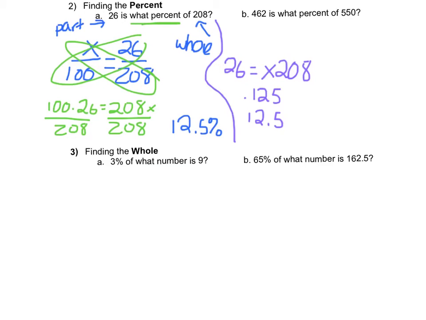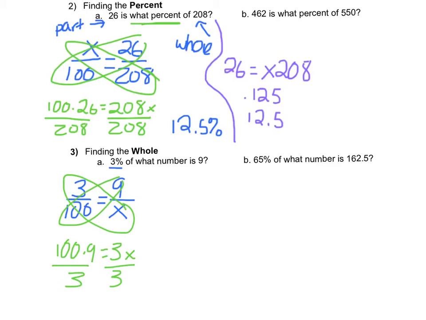The last type of problem that we have is like problem 3, where we're finding the whole. So it says 3% of what number is 9? So we know that we have 3%, which means that we're going to have 3 over 100. Now it says of what number? So we don't actually know what our whole big number is. We just know that 3% of it, or 3/100ths of it, is 9. And now we have to solve this proportion. And when we do, we get that x equals 300.